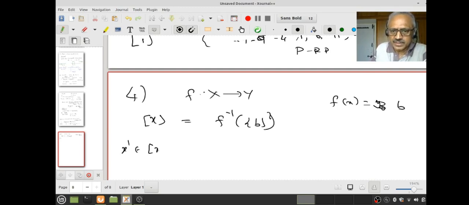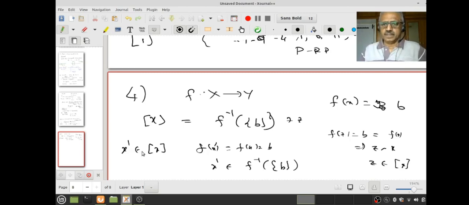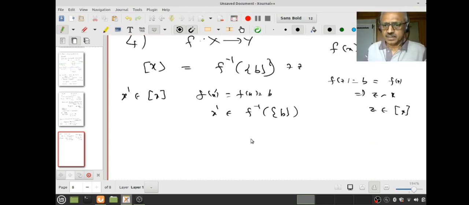If x dash belongs to the class of x, what does it mean? f(x dash) equals f(x), but f(x) equals b. So f(x dash) equals b, which says x dash belongs to f inverse of the singleton b. Do you follow that? Conversely, if z belongs to this, that means f(z) must be equal to b. But this b is nothing other than f(x). This means z is related to x, that means z belongs to the equivalence class of x. Do you follow that? Please pause, review, and proceed.